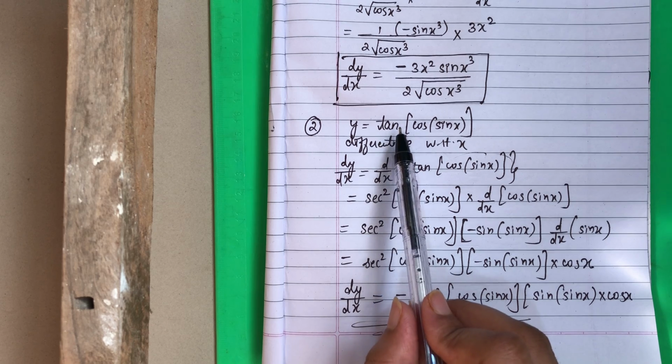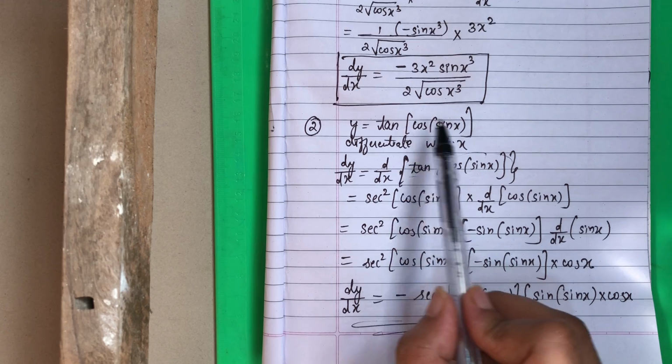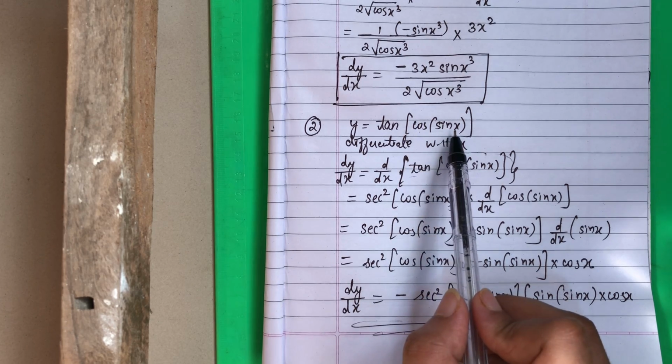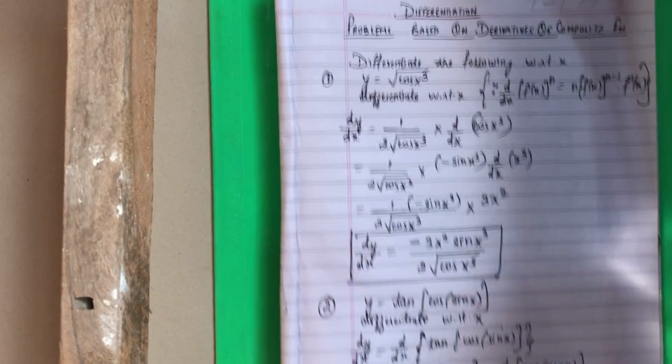So understood this? Here in this sum we have differentiated first tan, taking cos sin x as the function, then we had differentiated cos, taking sin x as the function. Chain rule you need to apply, differentiate each function in the given problem.